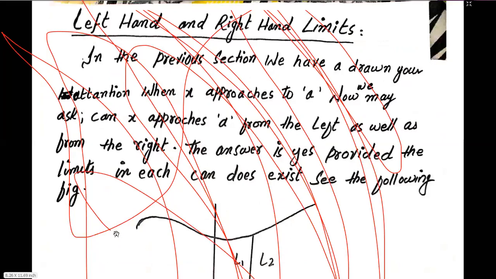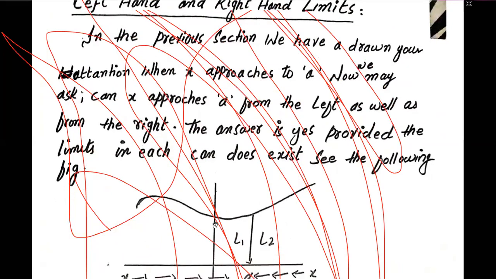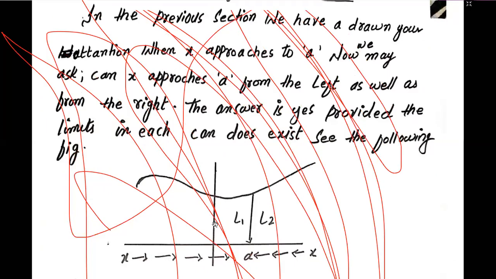Now, what are left hand and right hand limits? In the previous section, we drew your attention when x approaches a. Now, x approaches a from which side? From the left side or from the right side? Now, we may ask, can x approach a from the left side as well as from the right side? The answer is yes, provided the limit in each case does exist.